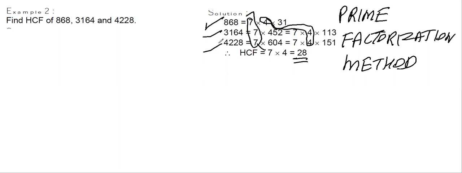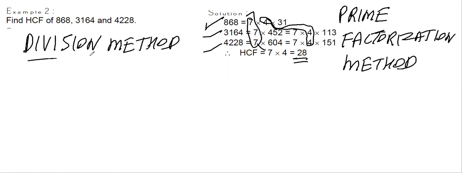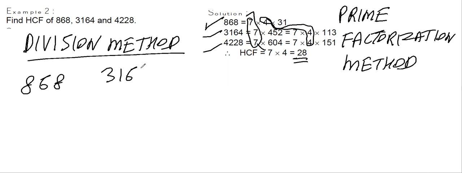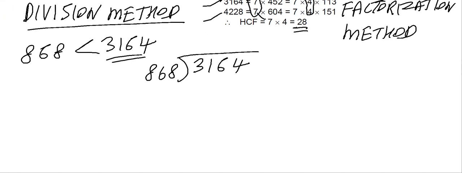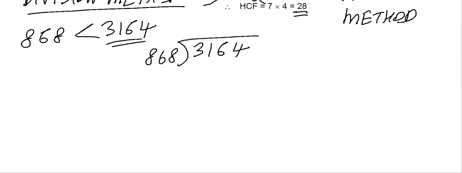So let me explain what the division method is. In the division method, we choose any two numbers from the given numbers. Say I am choosing 868 and 3164. Which number is larger? This number is larger. So I will make 3164 the dividend and 868 the divisor, and I will keep on dividing until I get a remainder of 0.